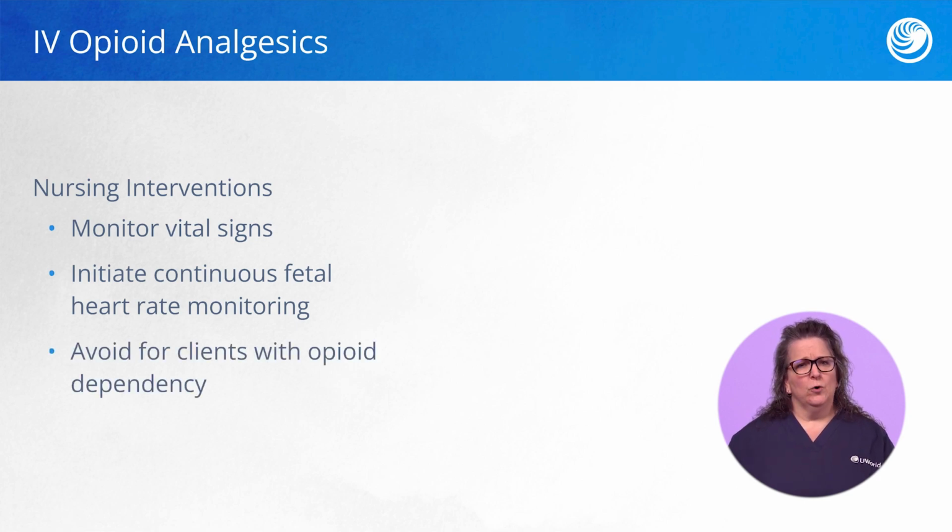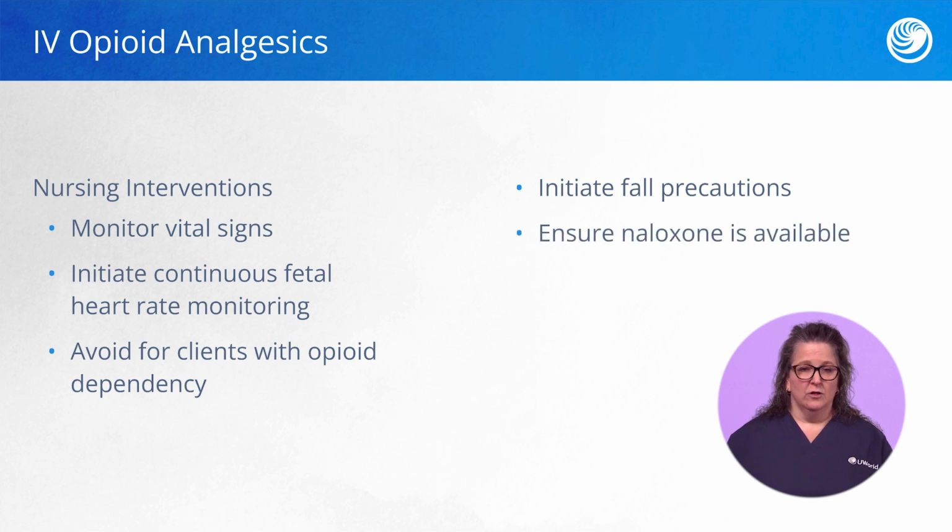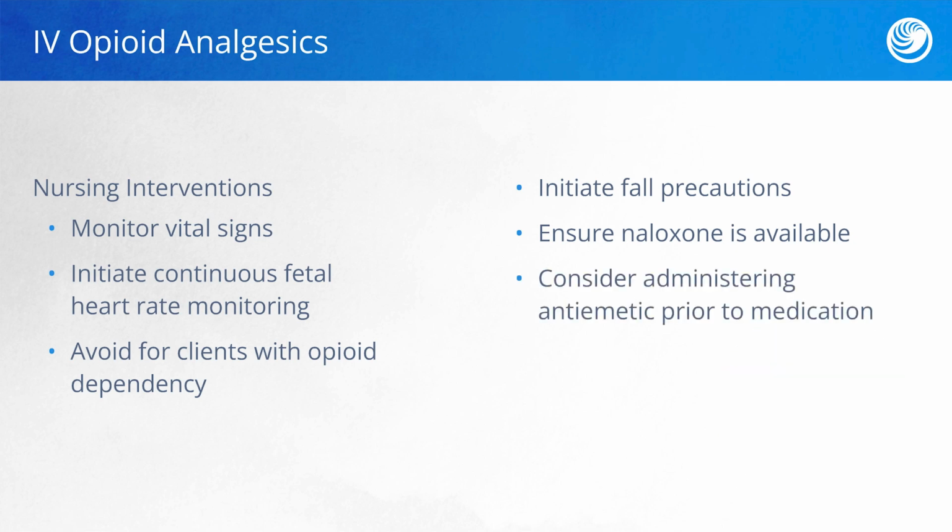And avoid opioid antagonists for clients with opioid dependency, because the antagonist action may cause opioid withdrawal symptoms in those clients. Initiate fall precautions due to the sedative effects, placing the client at increased risk for falls. Ensure naloxone is available, which is an antagonist for opioids and will reverse their effects, like reversing respiratory depression. And consider administering an antiemetic prior to medication, because the opioids may cause nausea and vomiting.